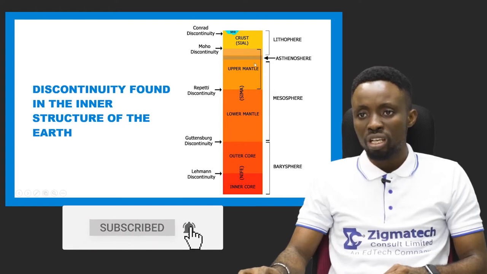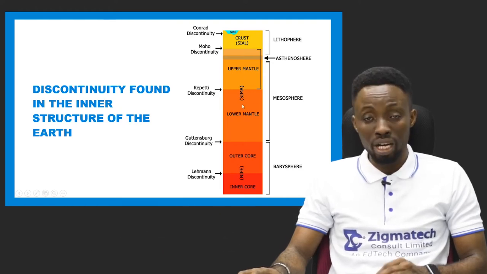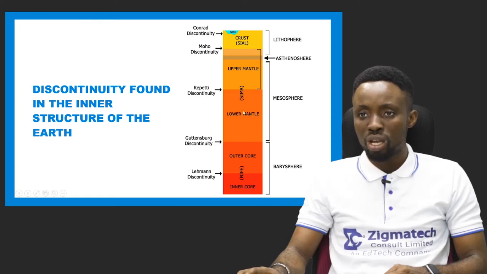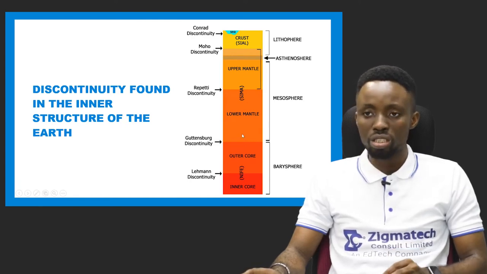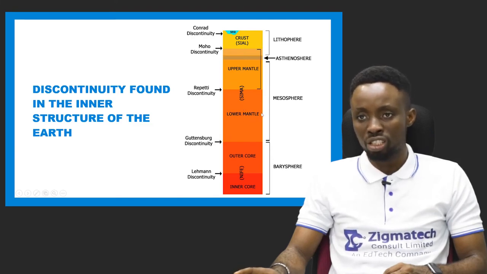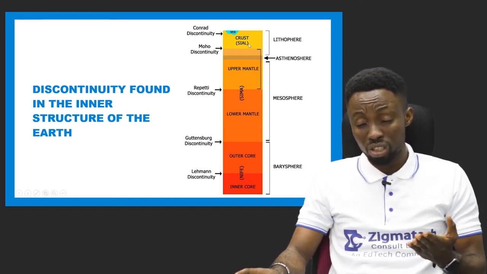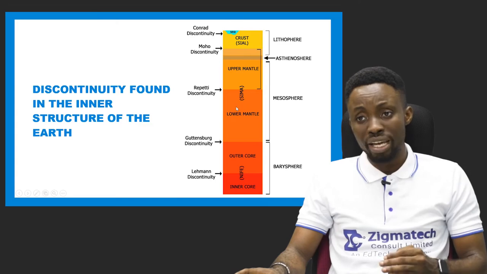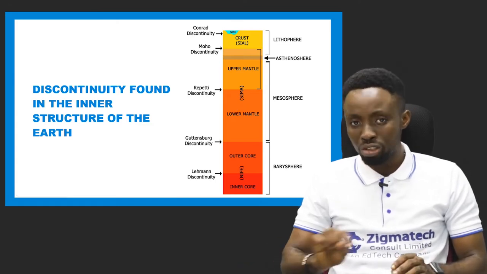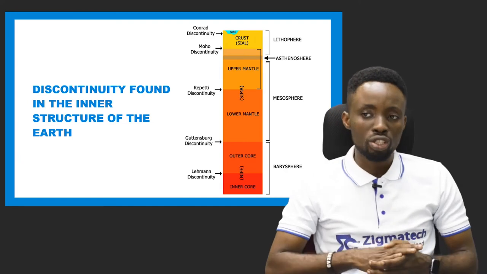Now that is the asthenosphere. Then in the asthenosphere, we have the upper mantle and the lower mantle. So we have the Ciel and we have the Sima. The Ciel is made up of silicon and aluminum, and the Sima is made up of silicon and magnesium. Now the Ciel is right above the Sima, and rocks in this region are rich in silicon and magnesium, while the rocks at this upper region of the internal Earth are rich in silicon and aluminum. So between the upper mantle and the lower mantle, that is the mesosphere, we have a seismic boundary called the Repeti discontinuity.